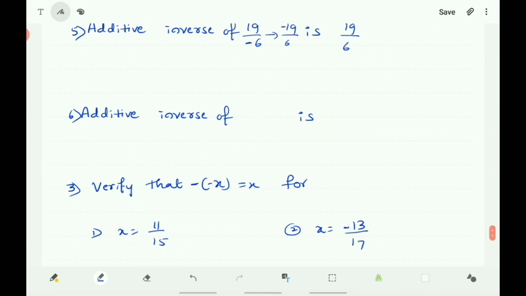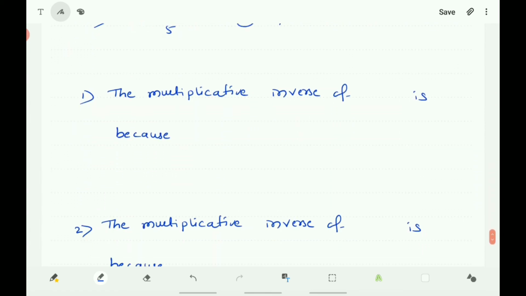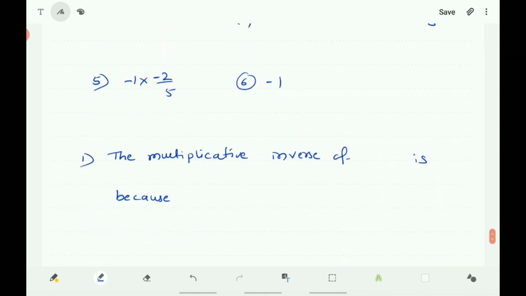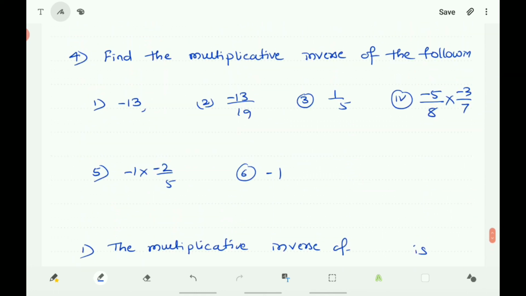Next, let us take the next question. Write the multiplicative inverse of the following, and that is nothing but reciprocals. While writing the reciprocals, you must interchange the numerator and denominator, and while writing the additive inverse or negative, you must change the sign here. Positive is there means you must write its negative. Negative is there means its negative becomes positive.